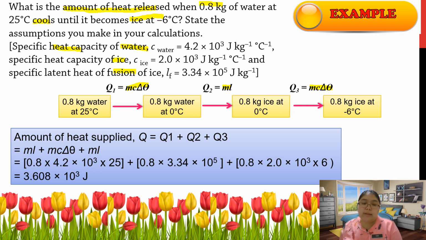3.608 times 10 to the power of 3 joule. Okay, so for this type of question we need to write the equation first before we add together.